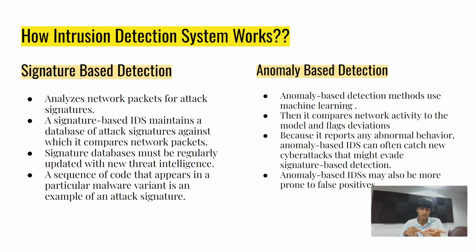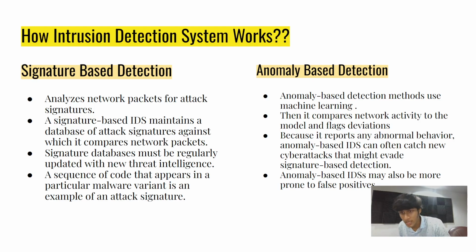So this is an example: a sequence of code that appears in a particular malware variant is an example of an attack signature. So what is anomaly-based detection? The anomaly-based detection method is used for machine learning. It compares the network activity to a model. There's a model we trained, and it checks the network activity for any anomalies. If it finds an anomaly, it will detect it.